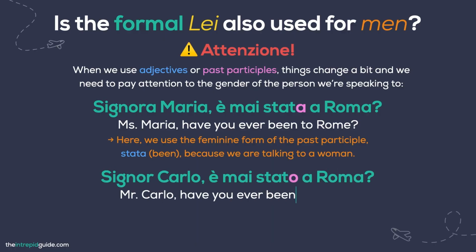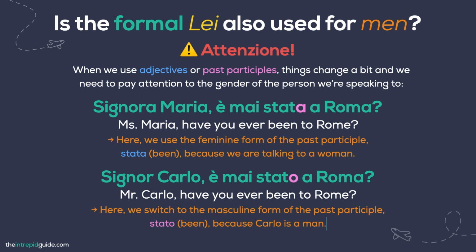Signor Carlo, è mai stato a Roma? Mr. Carlo, have you ever been to Rome? Here we switch to the masculine form of the past participle, stato, because Carlo is a man.